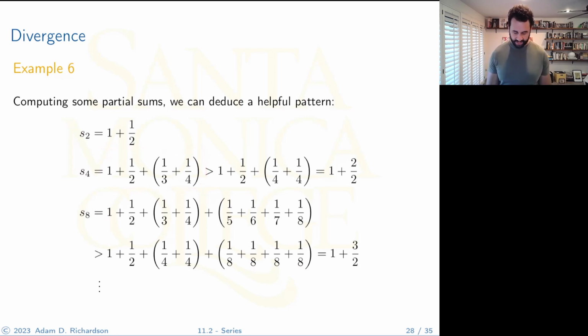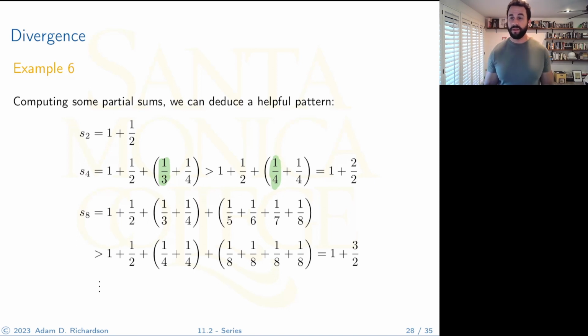This value is strictly greater than this value right here. So what I did was I replaced one third with one fourth. One third is greater than one fourth. So if I add a bunch of stuff up with one third and instead add that stuff up with one fourth, I get a bigger number. So that means that this thing is bigger than this thing. But this thing we can simplify and it becomes 1 plus 2 over 2.